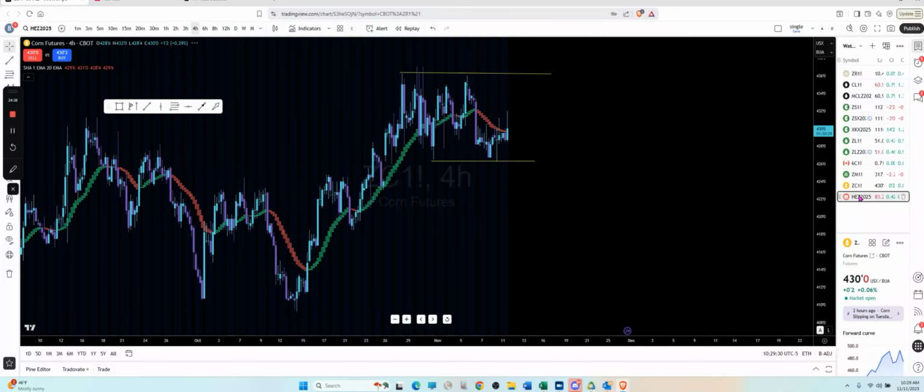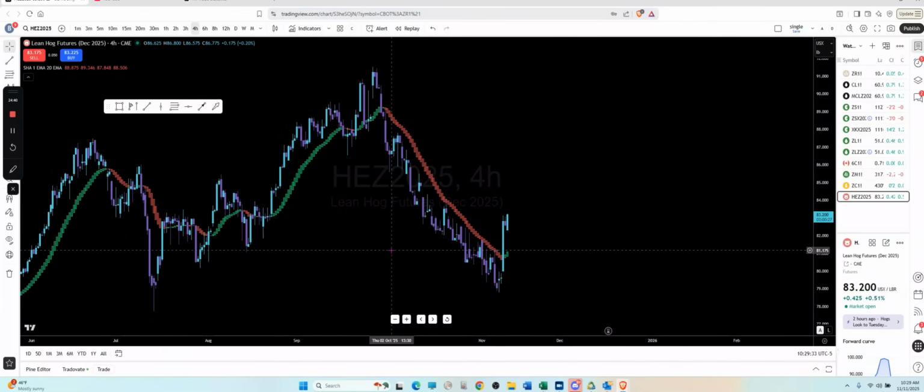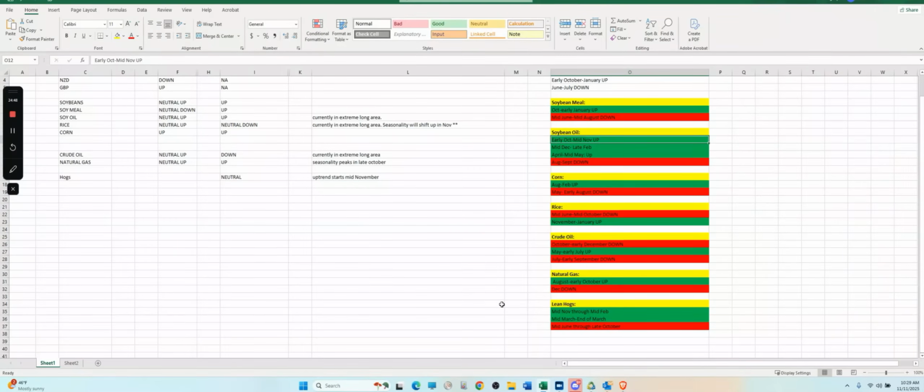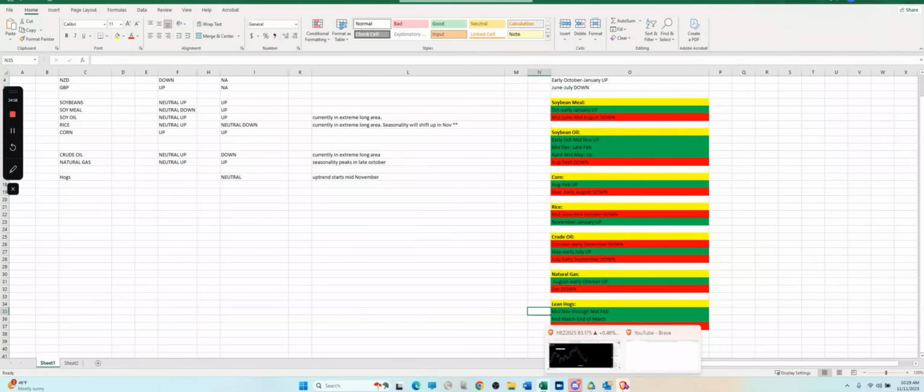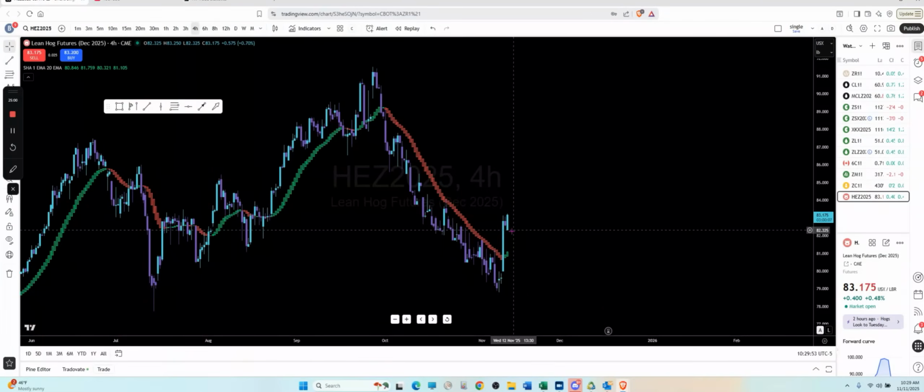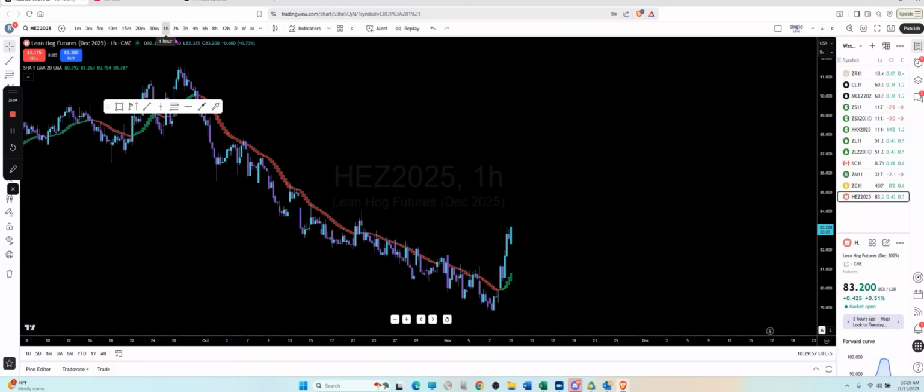All right, hogs. So hogs we were talking about, and this one does also look like it's potentially making its turn up. And we do have seasonality on our side here with hogs, basically now through mid-February. So this does look pretty bullish here on hogs. And I actually probably should have taken this trade. Maybe I will.